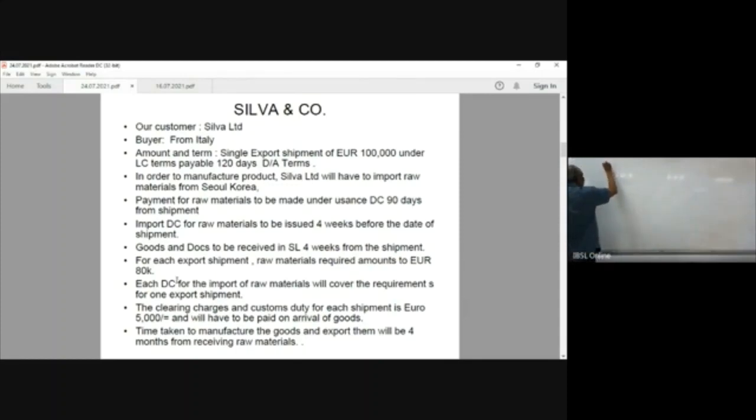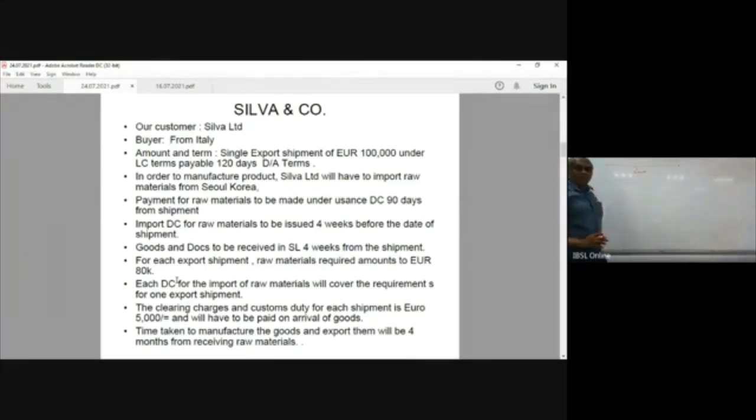Right. You're right. Customer Silva Limited. Right. Amount and terms, single export. First we'll do the import side and then we'll go to the export.